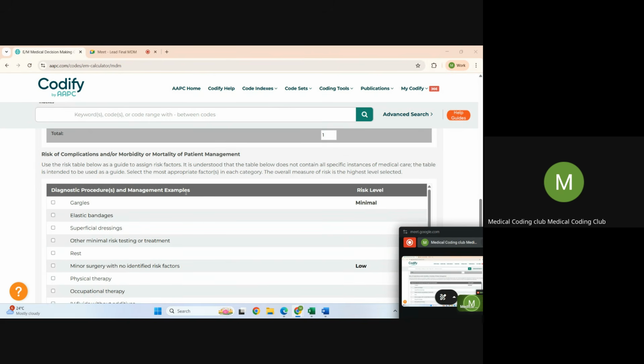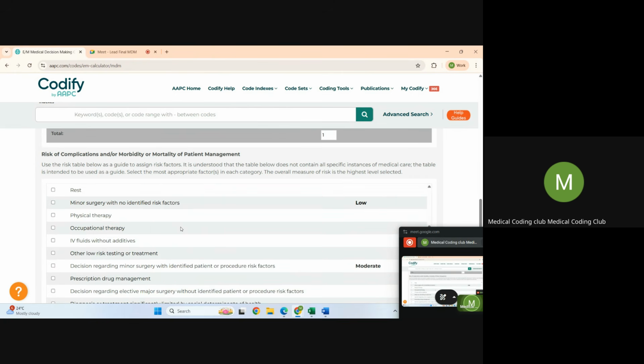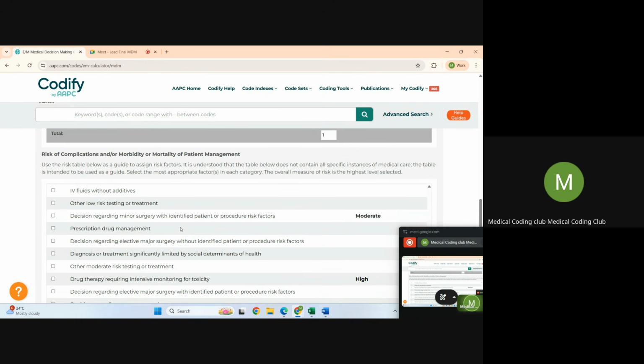Here in the risk, diagnostic procedure and management section, chart C, we have OTC drug. You can take it as other low risk testing or treatment. So OTC belongs to low risk treatment, and you can choose other low risk treatment.